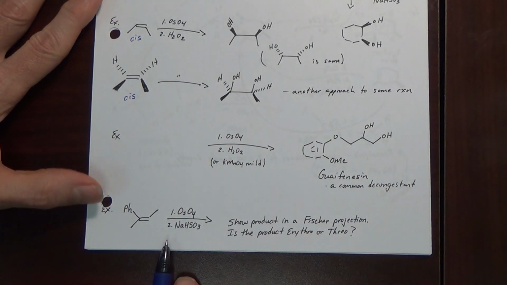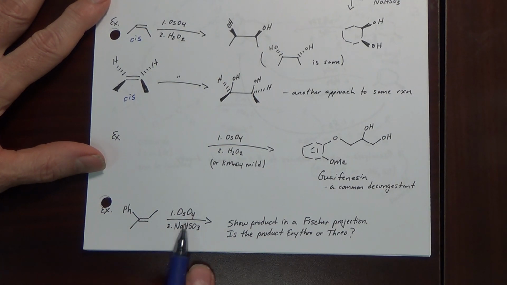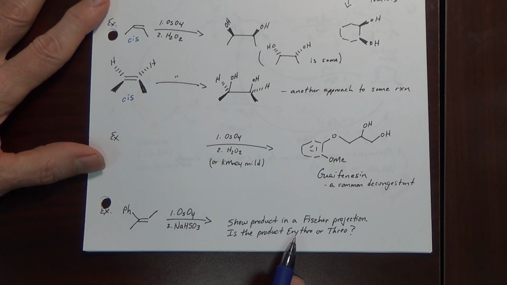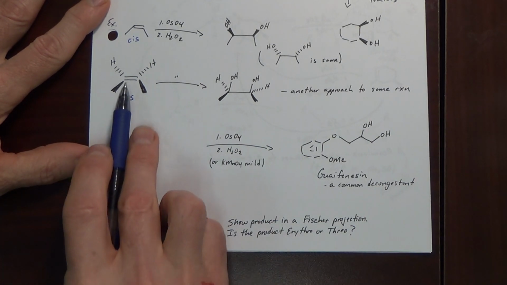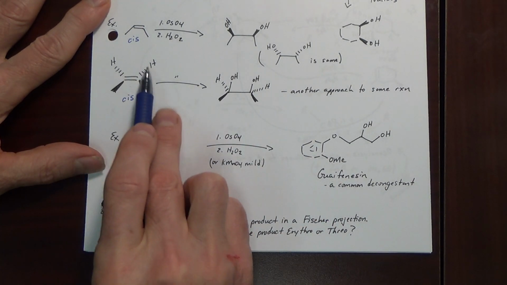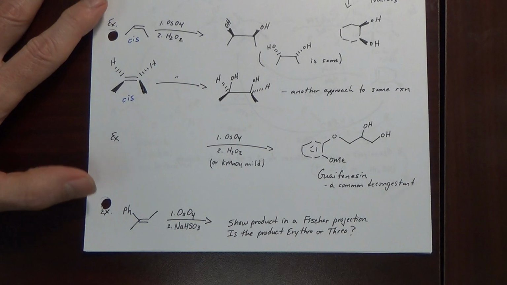Now, this approach will help us when we're asked to do a reaction like this. If this alkene reacts with osmium tetroxide followed by a workup step, what's the product? Can you show the product in a Fischer projection? And then can you answer, is the product erythro or threo? Okay. And I would recommend approaching this like this. Turn the original alkene. Again, we did that some in Organic 1. So give that a try.